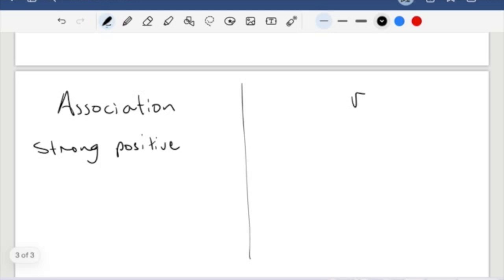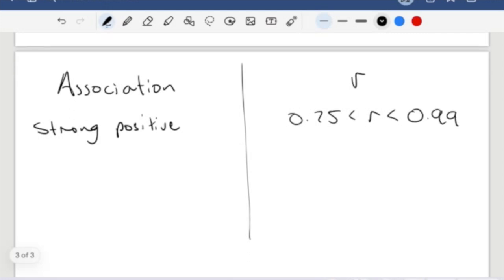my R value, once we put it into our calculator and find it, or if we're given it in a question, the R is going to range from 0.75, so R is going to be greater than 0.75 and less than 0.99. Now, the reason we're going up to 0.99 is that 1 is really, really rare. We have to have these points sitting essentially perfectly on a line, which often never happens with bivariate data. Now, we have a strong positive.